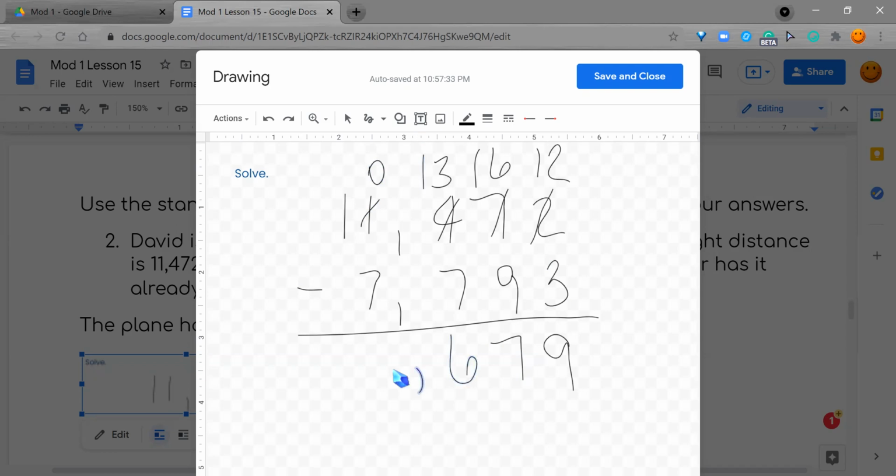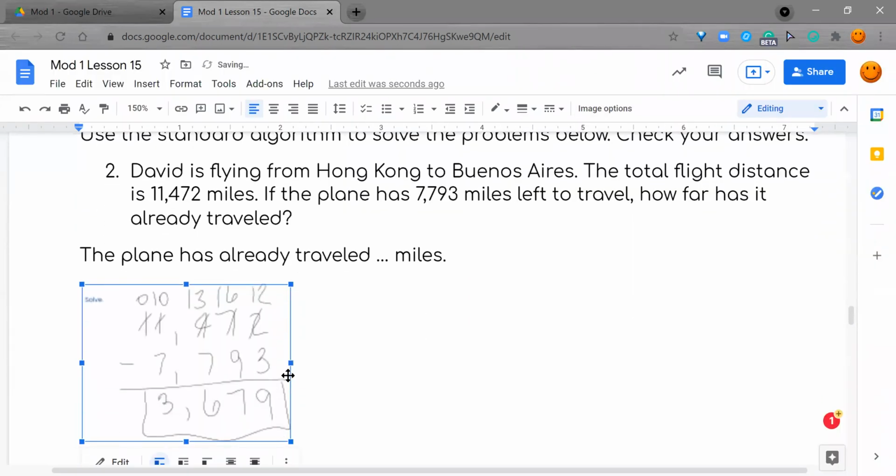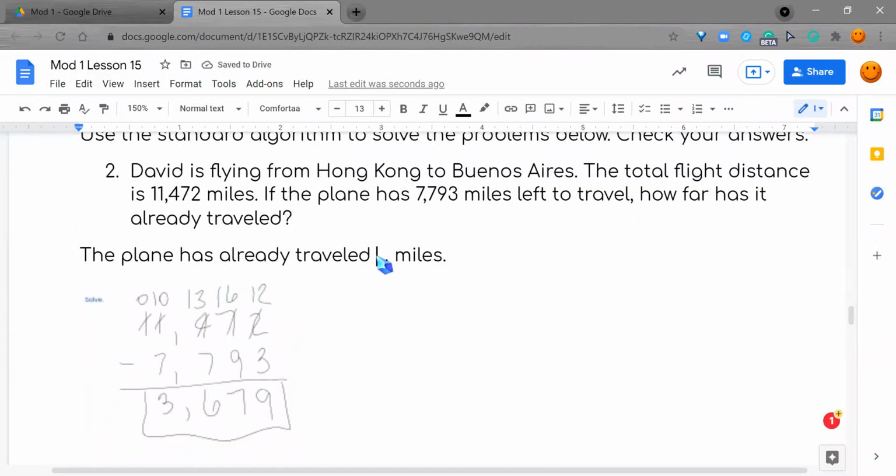0 subtract 7, you guys. Can't do it. Again, regroup. This becomes a 0. This becomes a 10. 10 minus 7 is 3. So here's the answer. So far, they've traveled 3,679 miles. So right here, I get to write 3,679 miles. Oh, I wrote a 2. I need a 3.